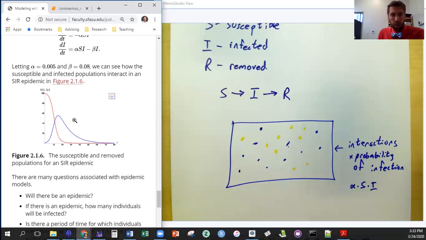So for instance, here's a graph of a possible situation. Alpha is 0.005, beta is 0.08.